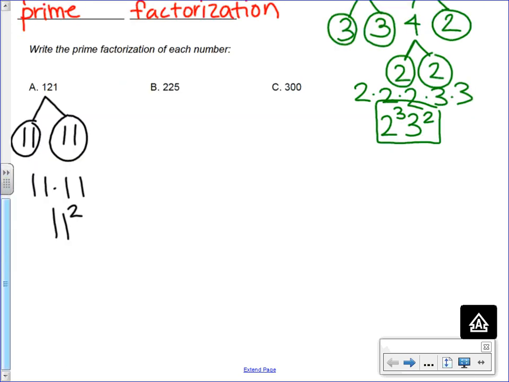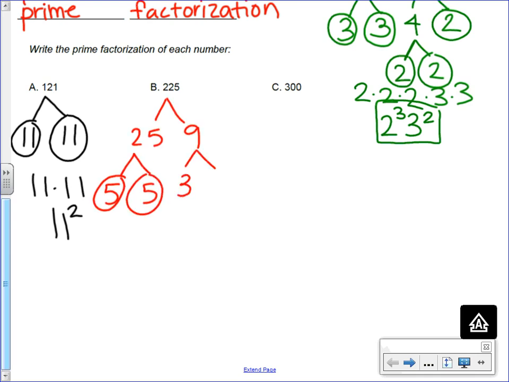So for 225, I did 25 and 9, which neither one are prime. So then I said 5 times 5, both of those are prime. And then 3 and 3. So my final answer should have been 3 squared times 5 squared. You always want to order from least to greatest. If you left it like this, that's fine. It's just not in simplest form. You always want to try to take it simple.